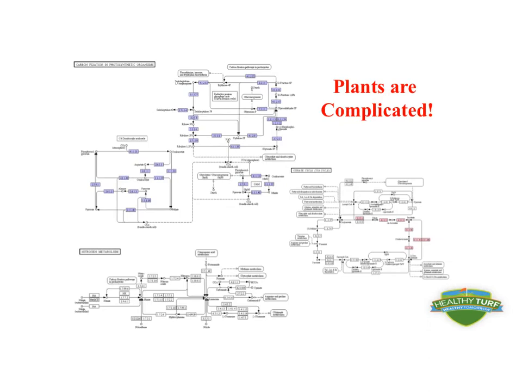In studying plants like turfgrasses and how they respond to environmental stress, it is important to keep in mind that plants are complicated. These are just three pathways found in plants. Up in the left-hand corner, the carbon fixation in photosynthetic organisms, citric cycle, and the nitrogen metabolism cycle. I put these in not that you need to know this, but to appreciate the complexities in a plant's ability to maintain a healthy state, and how stresses can throw a wrench into plant survival and health.